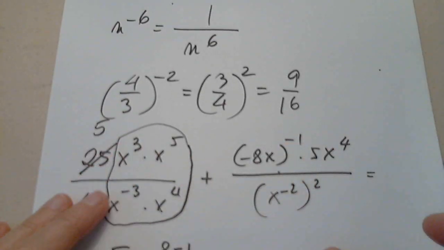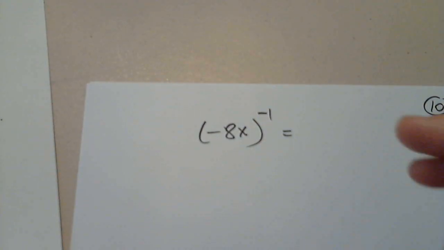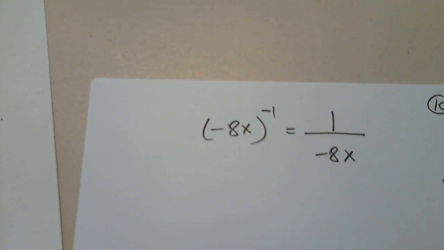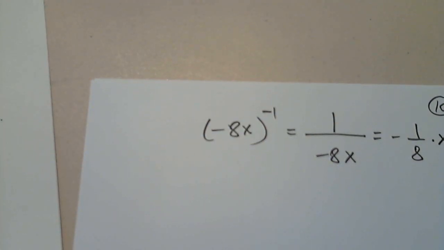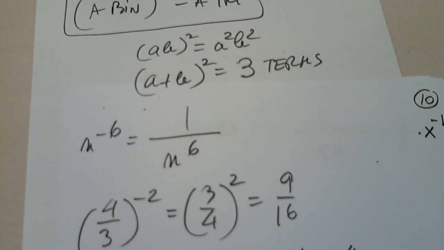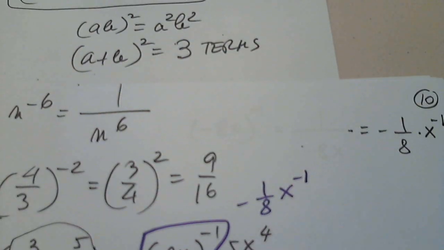So let's take -8x on the side for a moment. I'll come back to that. So we have -8x to -1. What I need to do first is rewrite it as 1 over -8x. Then I have to rewrite it as -1 over 8 times x to -1. So all this piece from here, all this gets replaced by -1 over 8 times x to -1.